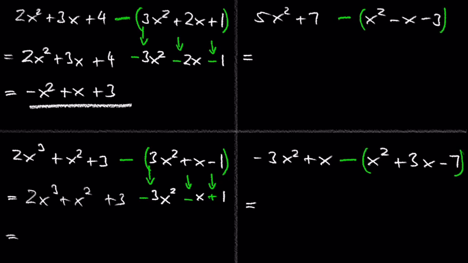We keep the 2x cubed. x squared minus 3x squared is negative 2x squared. We keep the negative x, and 3 plus 1 is 4.